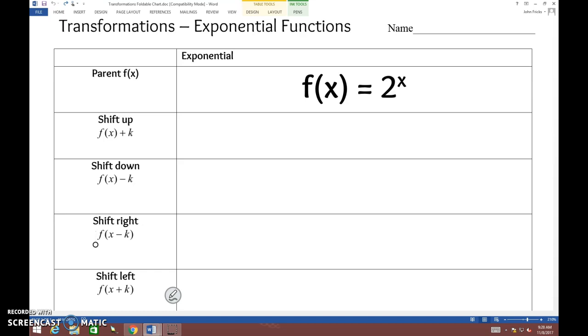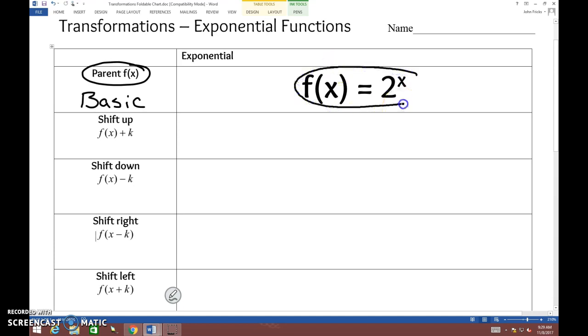So what we're looking at today is we're focusing on the parent function. Another word for parent function is just basic function. You can write that down if you want to. Just the basic function. The function that is the simplest form that we could have. And today's basic function is going to be f of x, and that's going to be equal to 2 to the x power. And what we're looking to do is determine how we change this function based on the information we have.